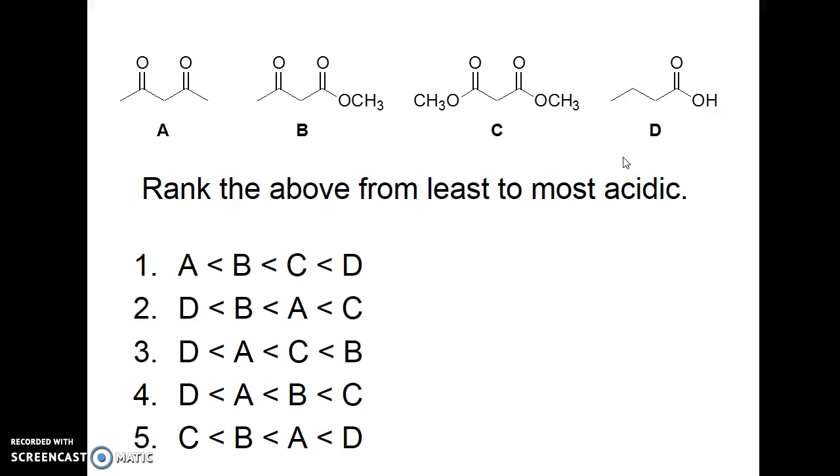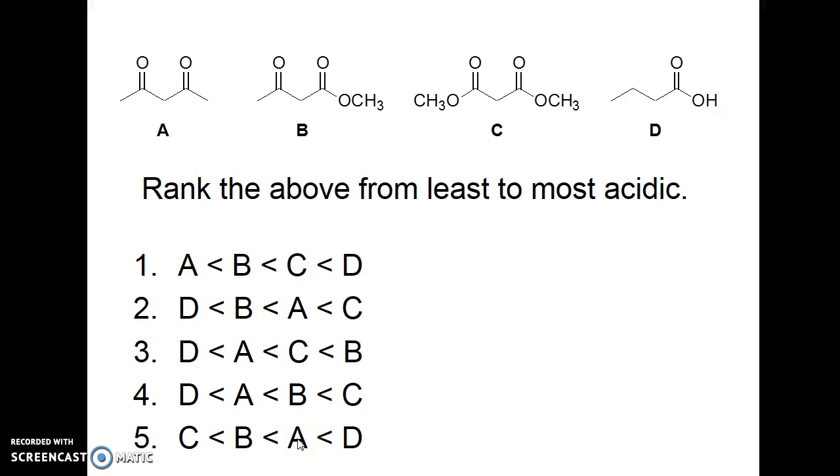Rank these from least to most acidic. Well, the most acidic one here, of course, has to be the carboxylic acid. So that's going to be either 2, 3, or 4. Most acidic, sorry, 1 or 2. All right, so then next most acidic would be, of course, one of these dicarbonyl compounds. Ketones are more acidic than esters, so I'm going to say A is next.